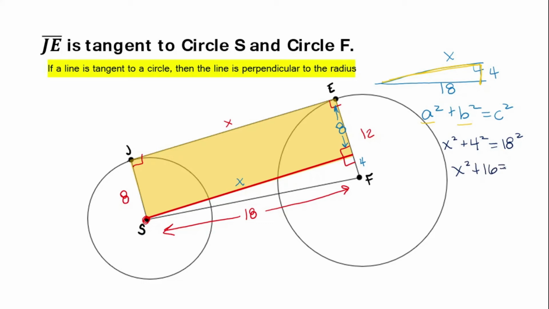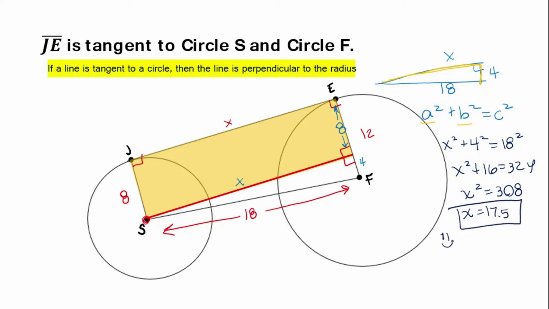Got to simplify some things. We need to subtract that 16 from both sides. And then we'll take the square root of both sides. And let's just round to one decimal place. So x is equal to 17.5.